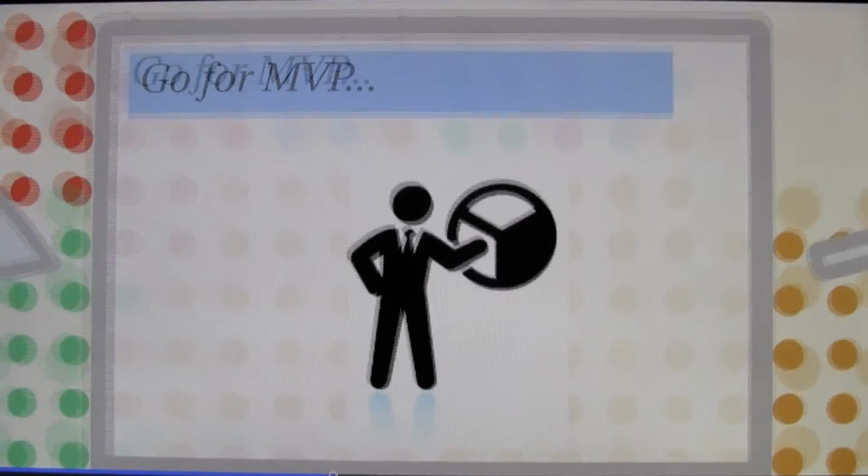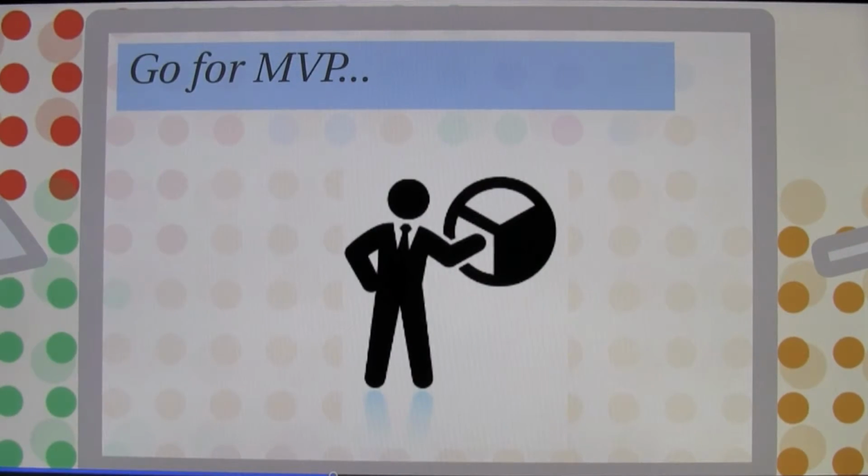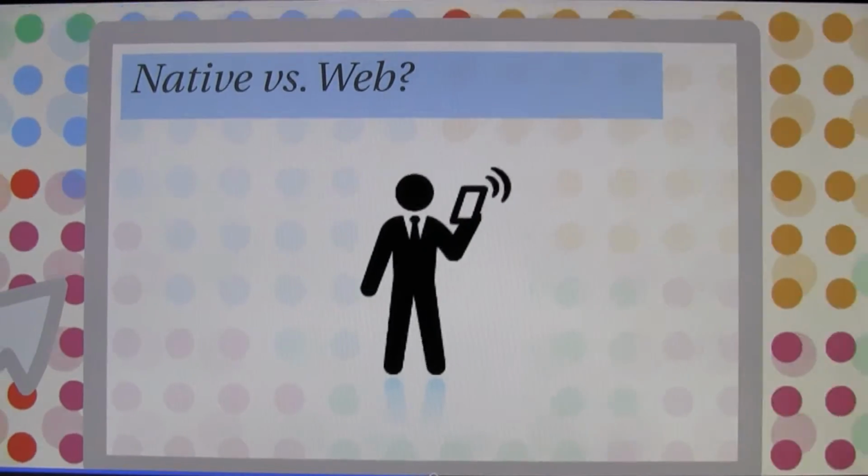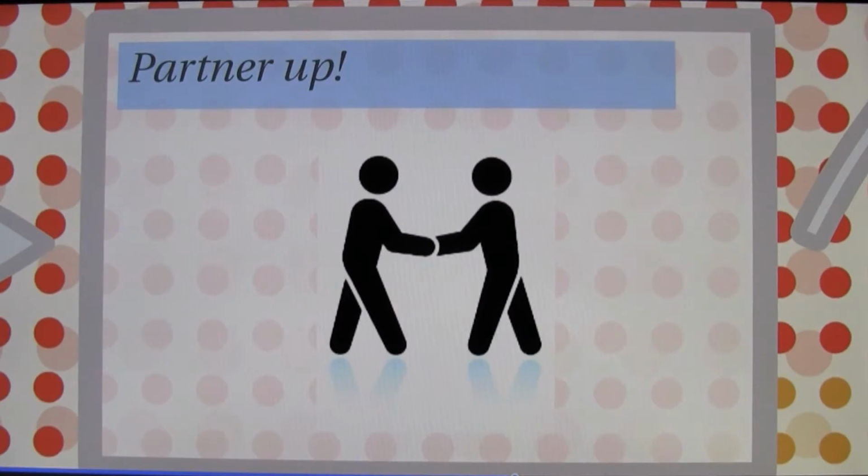Go for that minimum viable product. Don't try to build the world. Build something that is containable and controllable, and you can set yourself up for success. Decide on native versus web and which one will work out better. Partner up with a good developer to make sure that you get your project done.